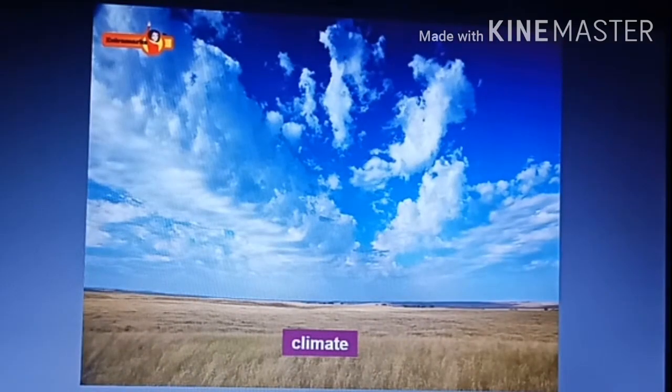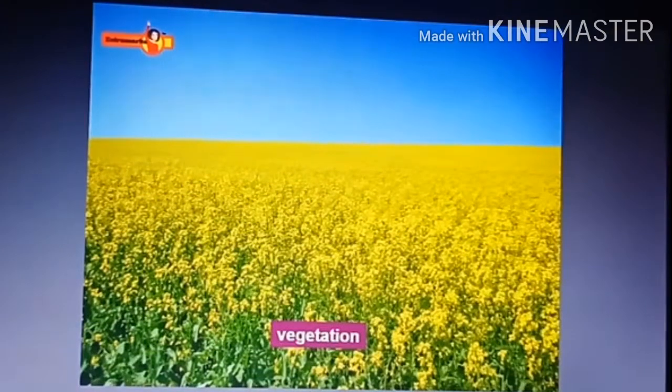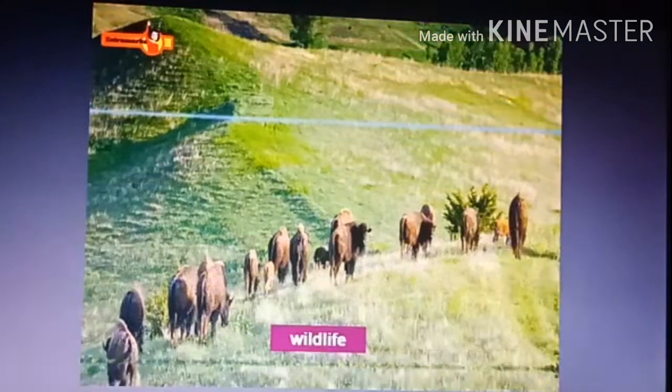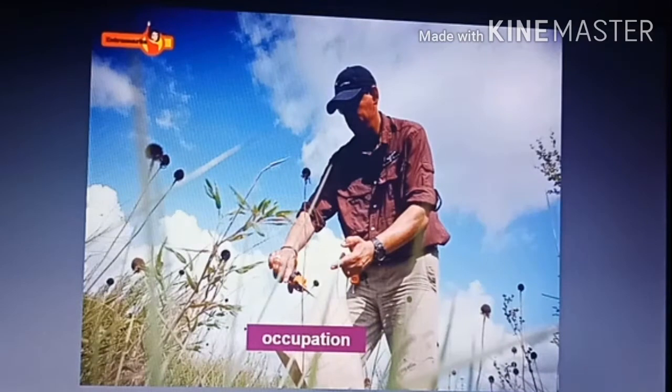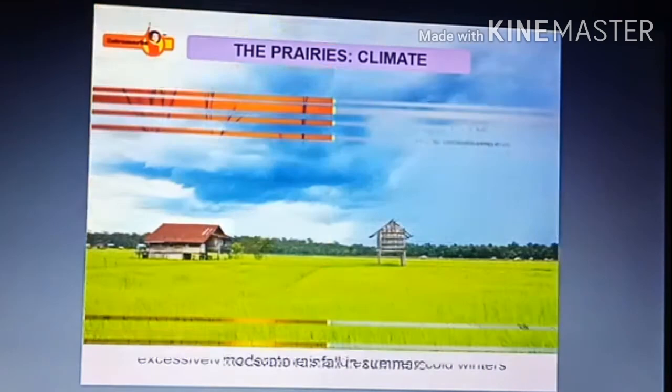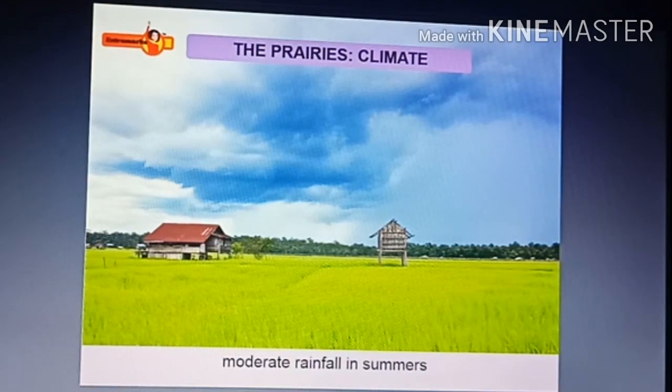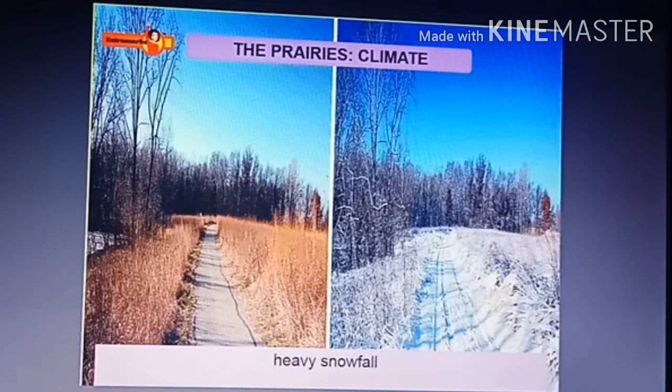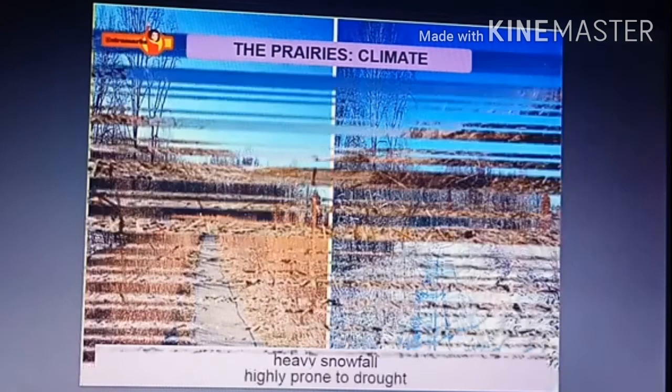Climate, soil, vegetation, wildlife, and occupation of prairies are quite distinctive. The climate of prairies is extreme, with huge variations in the temperatures. While the summers are excessively hot, the winters are extremely cold. The region gets moderate rainfall during summers and very heavy snowfall during winters. The southern prairies are highly prone to drought.